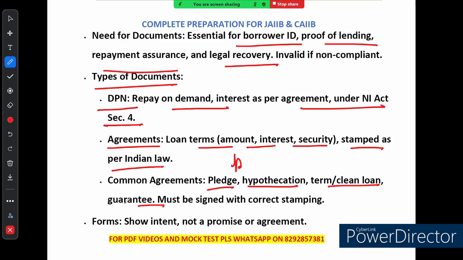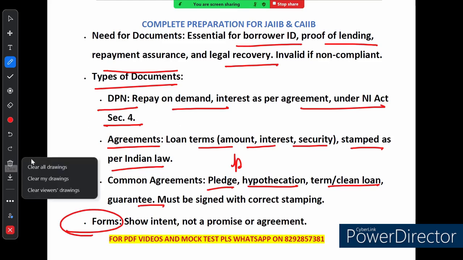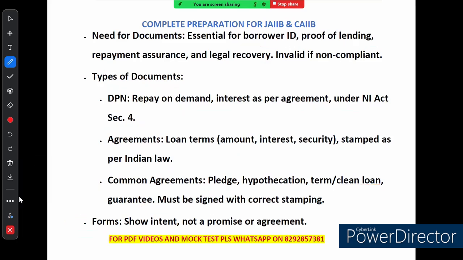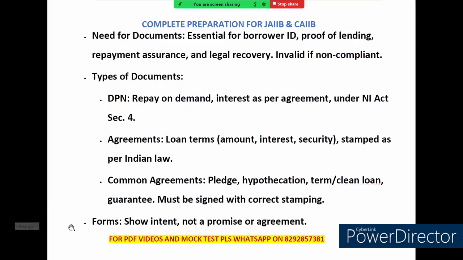It is important these are signed with proper stamp. Lastly, there are some forms. These show the borrower's intent but are not a formal promise or agreement like the others. So always ensure your loan documents are properly filled and stamped to avoid issues later.